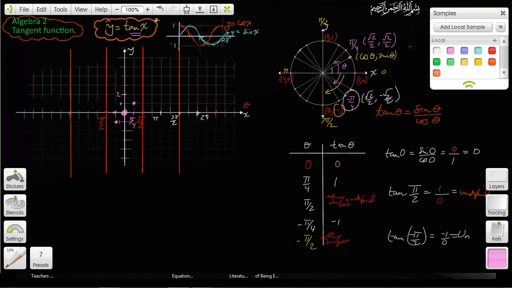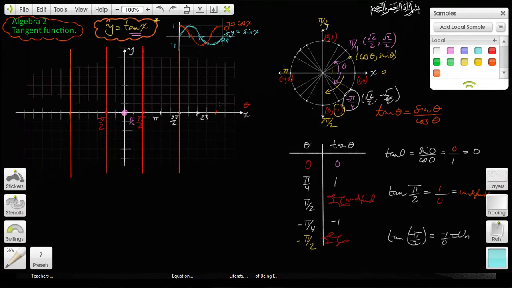Now what's happening to tangent from here to here? Between pi over 4, this value, and pi over 2?